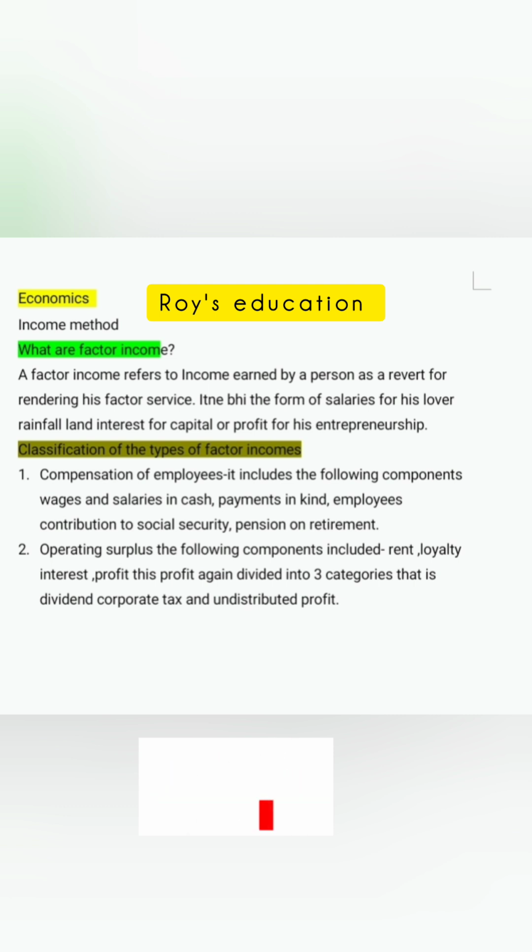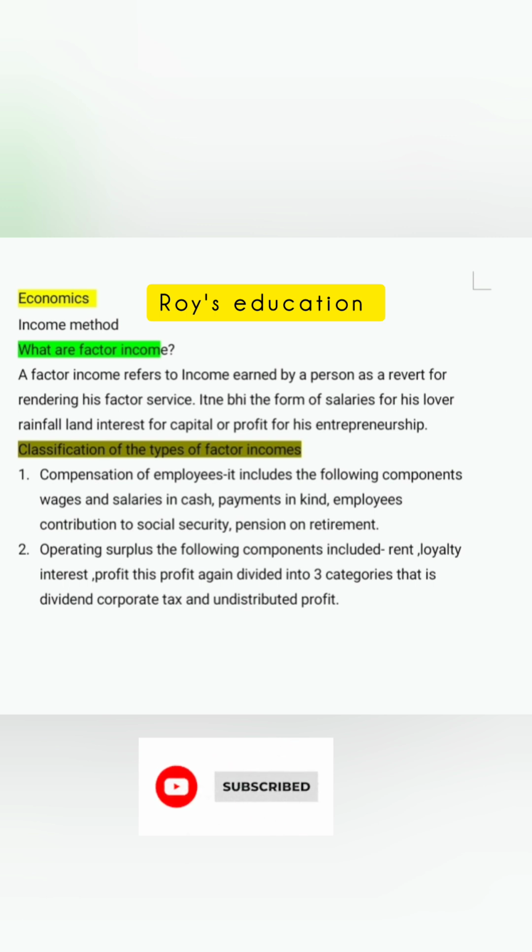Next is the operating surplus. It refers to the income from property and entrepreneurship. It includes the following components. First is rent. It is a factor income earned by leasing land and buildings. It includes both actual rent and imputed rent.